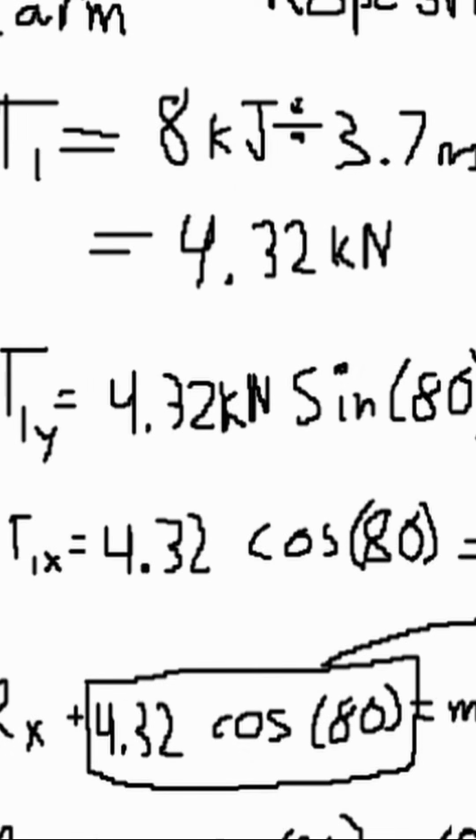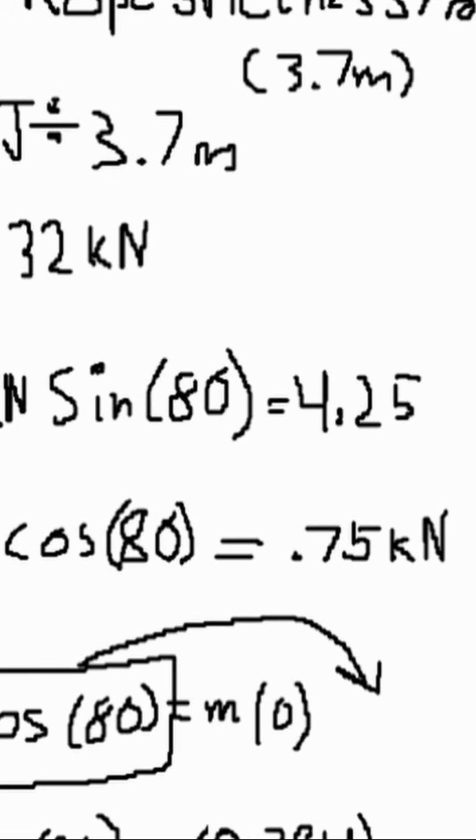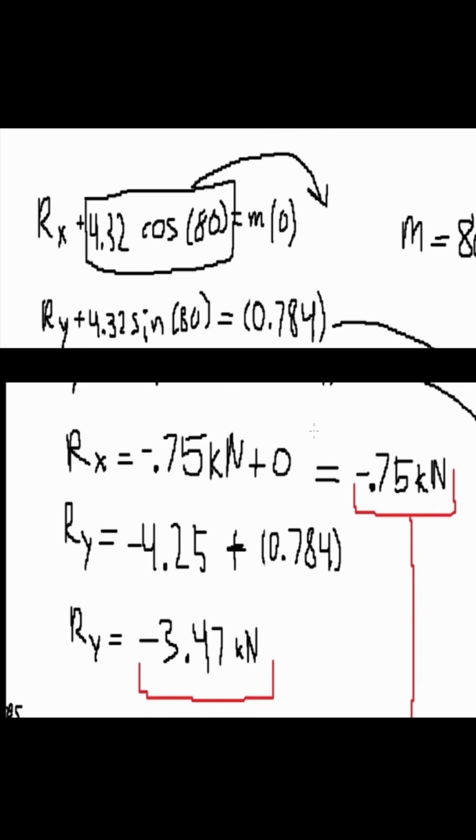We can then split this up into its y and its x components: 4.25 kilonewtons of force acting in the y direction, 0.75 kilonewtons acting in the x direction. Now we can solve for the resistive forces. In the x direction it is negative 0.75 kilonewtons, and the resistive force in the y direction is negative 3.47 kilonewtons.